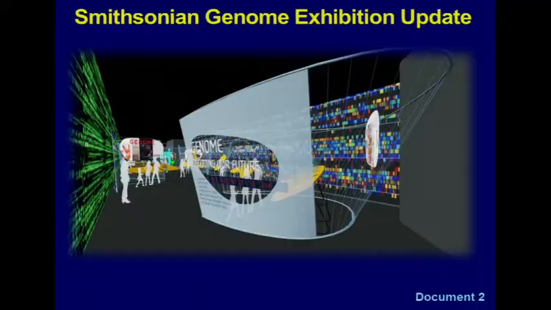So at the May Council meeting, we announced a new collaboration with the Smithsonian National Museum of Natural History to develop an exhibition on genomics and the human genome. That exhibition will open in 2013 to commemorate the 10th anniversary of the completion of the Human Genome Project, as well as the 60th anniversary of Watson and Crick's discovery of the double helical structure of DNA.